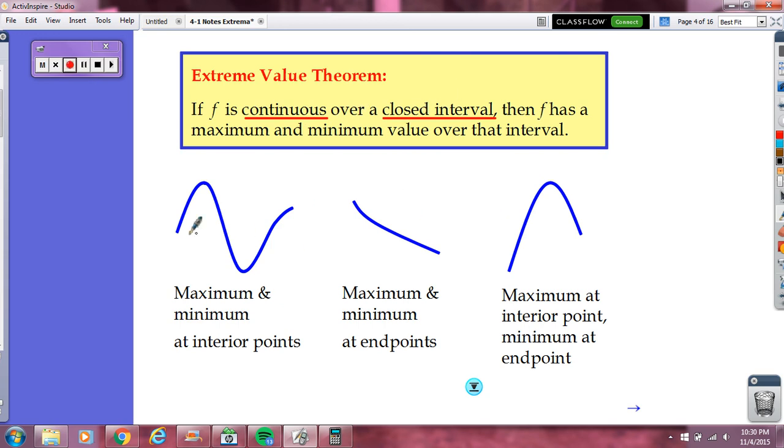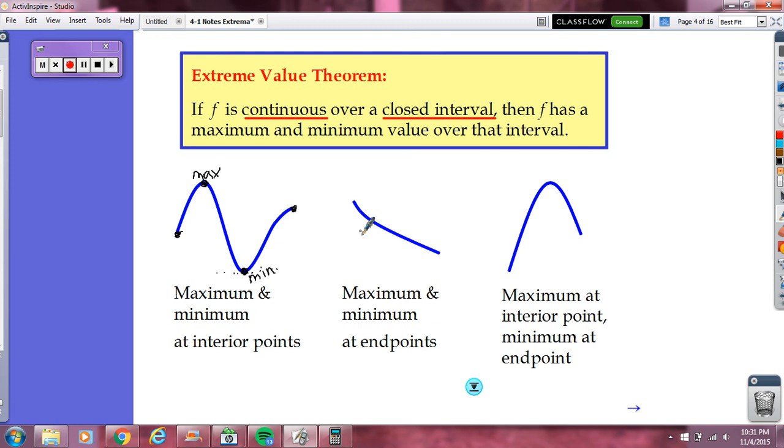Down here we'll consider 3 different cases. If this was my function, I've got my endpoints. Here, this endpoint is not the lowest value that I'm going to obtain on this closed interval. The minimum would occur down here. That point right there is lower than all the other points on the graph. So there's my minimum. My maximum is up here, again not at an endpoint, but somewhere within the interval.